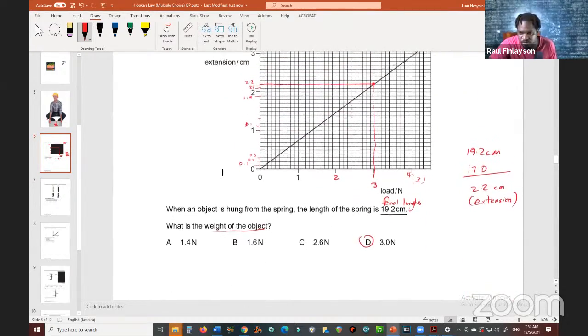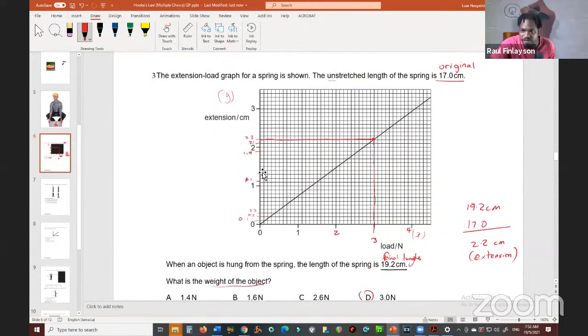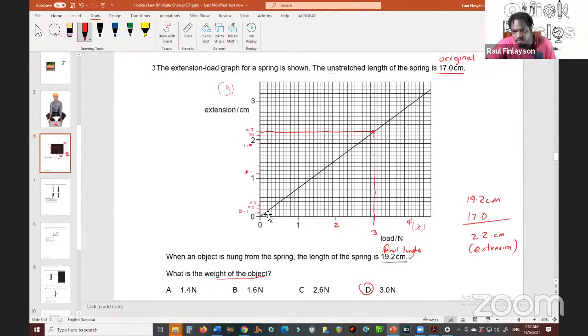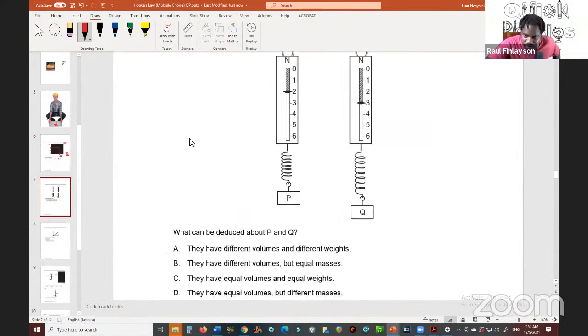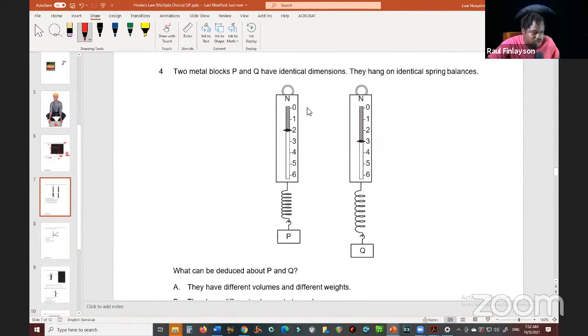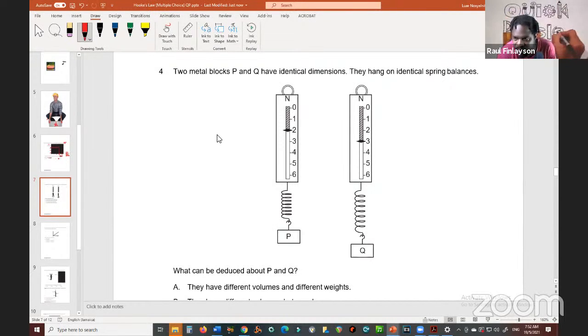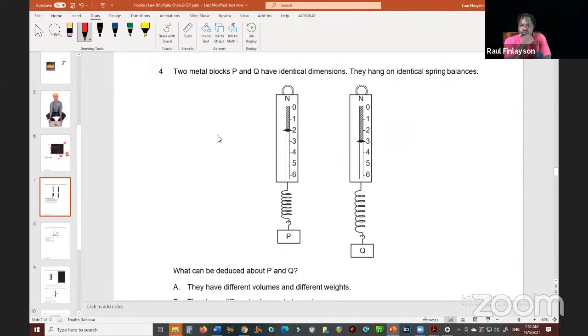All right, is everybody familiar with this, or at least understand what's happening here? More practice coming your way though, so hopefully these things get clear for those who don't understand. But you have to move on and see other types of questions here, guys. Question 4. Two metal blocks P and Q have identical dimensions. They hang on identical spring balances.